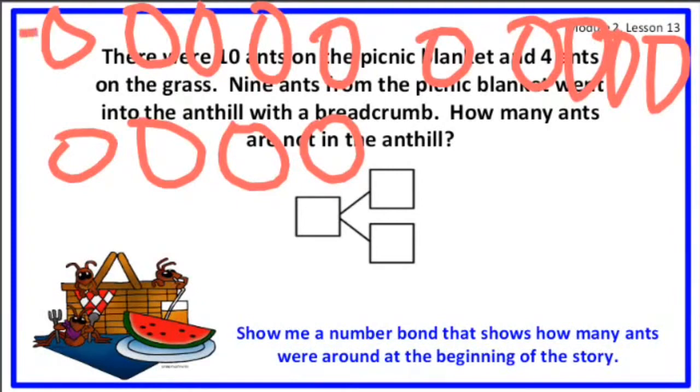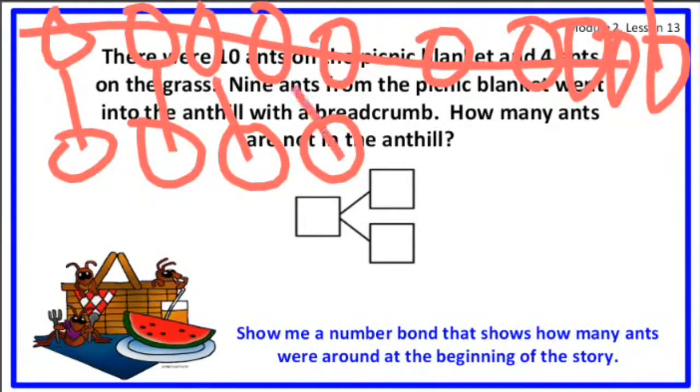So I'll cross out my 9. Don't forget, 9 is going away. So how many will be left? Or how many ants are not in the ant hill? That means how many ants are outside the ant hill? That will be 1, 2, 3, 4, and 5.